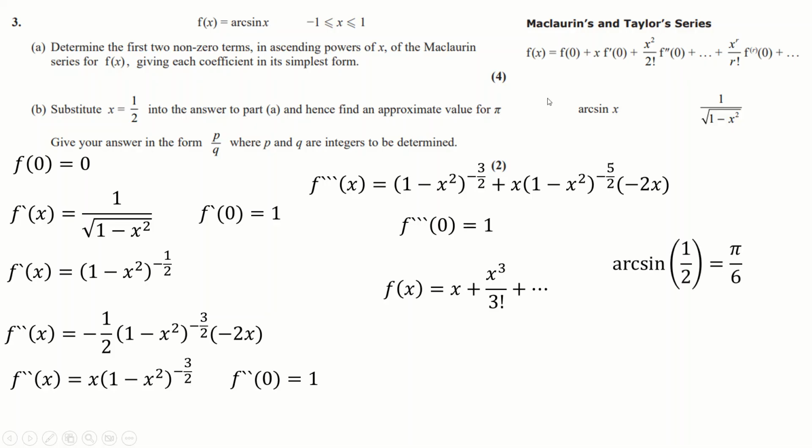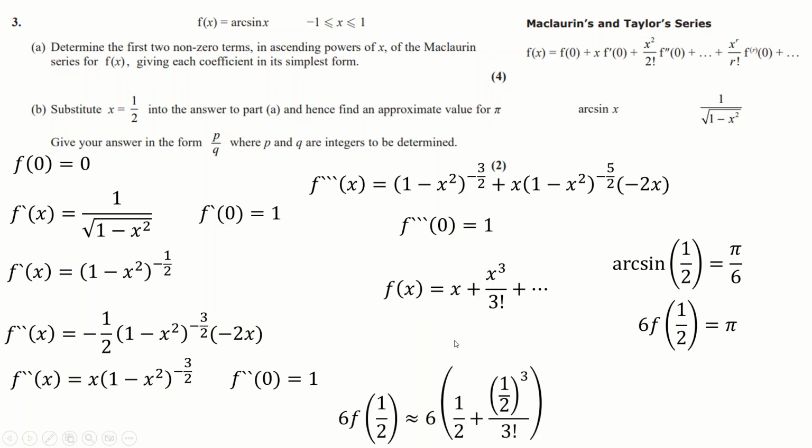Now arcsine of a half is pi over 6 because sine of pi over 6 is a half. And that's not going to give me an estimate for pi unless I times everything by 6. So I think 6 f of the function evaluated at half is going to give me pi, and therefore if I times this by 6 and then evaluate at a half and chop these terms off, then I'm going to get an estimate for pi. So I think I need to do 6 lots of this approximated at a half here.